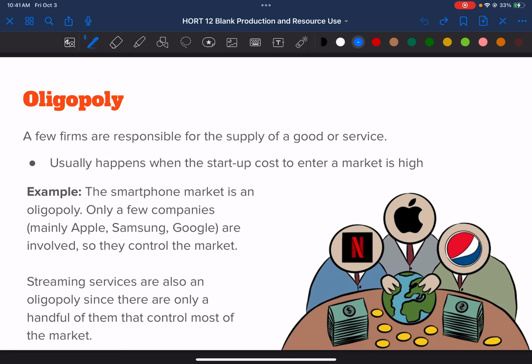Another example of an oligopoly is the market for streaming services. Now, it kind of seems like more and more streaming services are popping up every day, but there's a handful of major ones, like Netflix and Hulu and Tubi, or I don't know what all the kids are using these days. There's only a handful of them that control most of the market, so they get to decide how much they want to charge for their services.